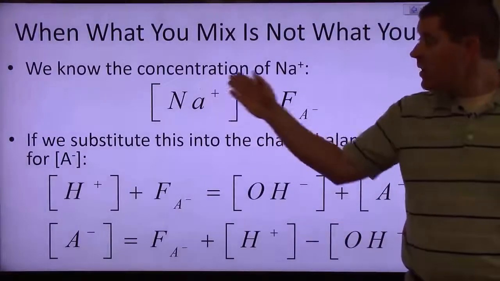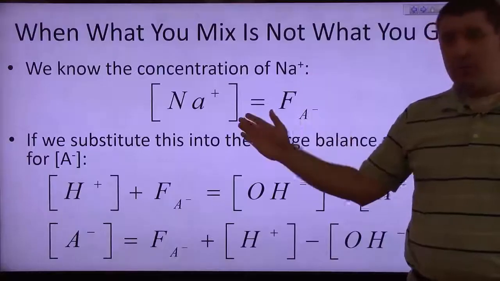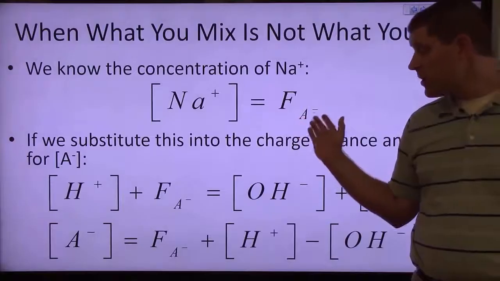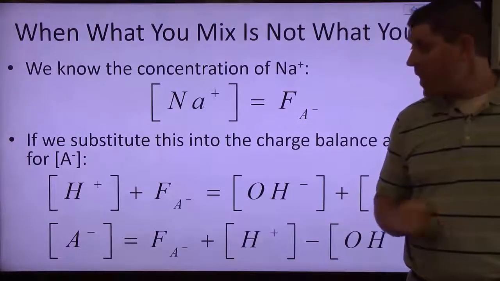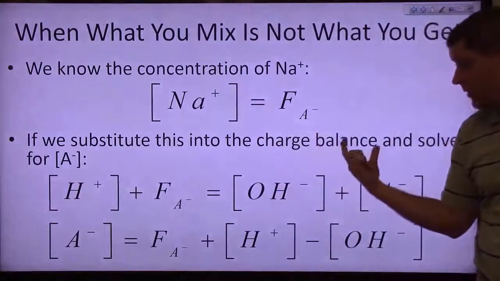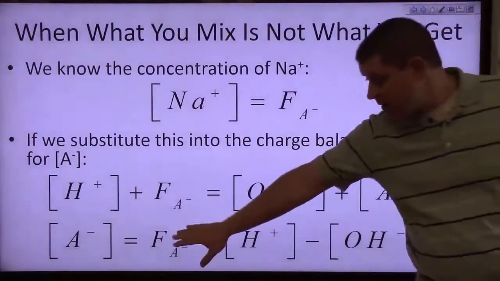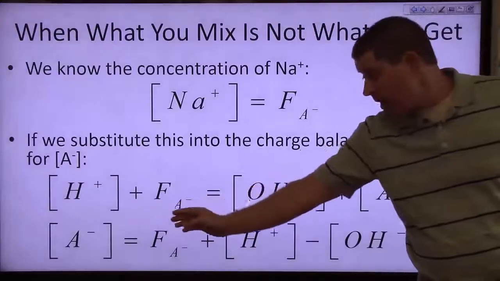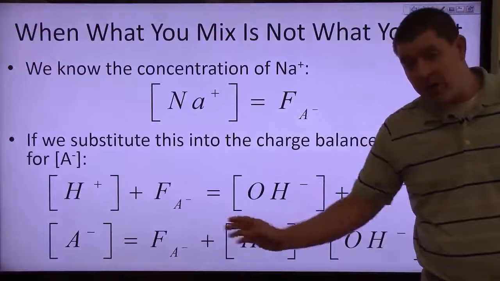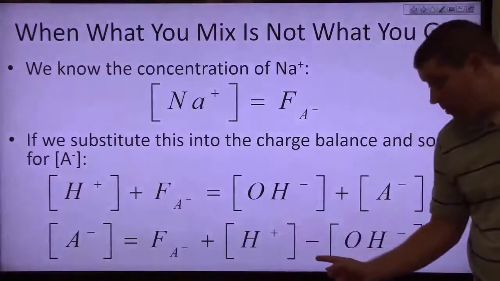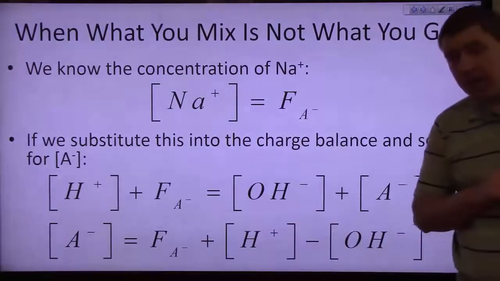Now, we know that the concentration of sodium ion must be equal to the formal concentration of our base, A minus. And if we substitute this into the charge balance and solve for the concentration of A minus, we get this: the concentration of A minus is equal to the formal concentration of A minus plus the hydrogen ion concentration minus the hydroxide ion concentration.